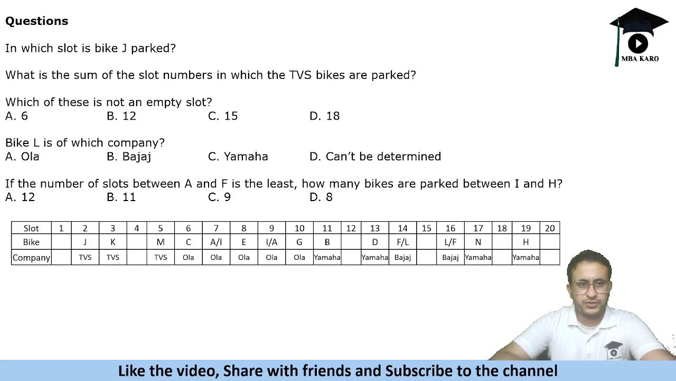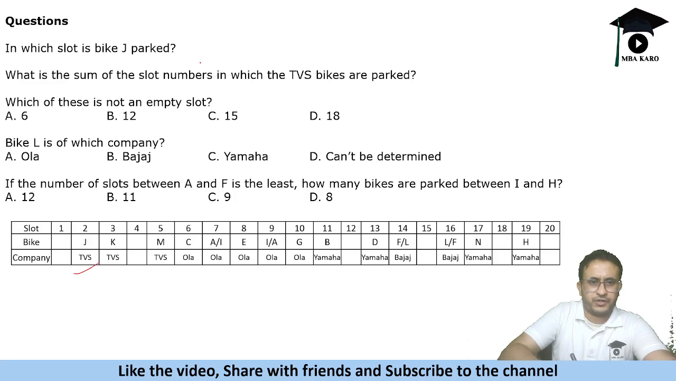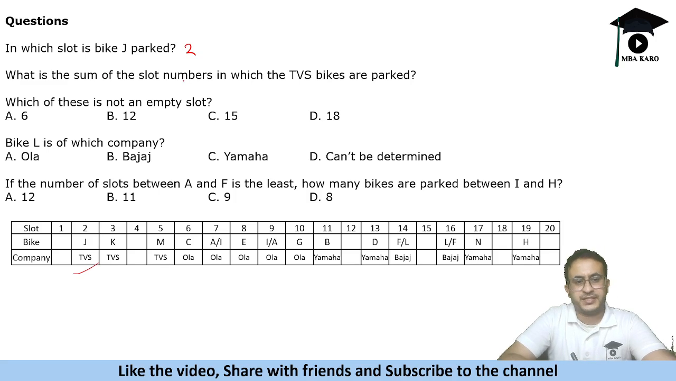Now in which slot is bike J parked? If you look at bike J, it is parked in slot number... What is the sum of the slot numbers in which the TVS bikes are parked?